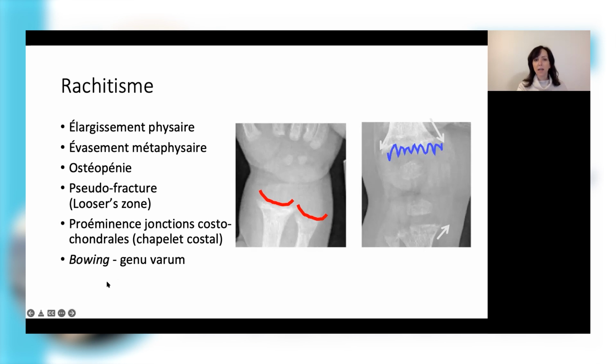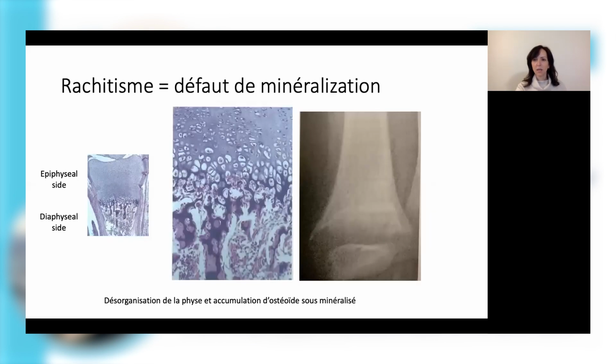You may also find the bowing or the genu varum. If it was a chest X-ray, you'll find the rachitic rosary, and you can also have what are called Looser zones, which are these pseudo fractures. But those can be rare.